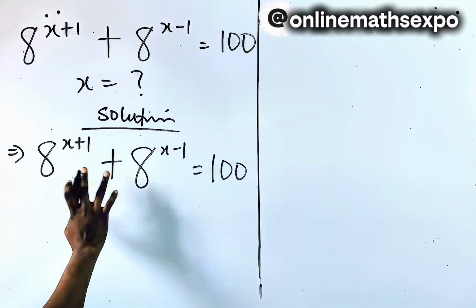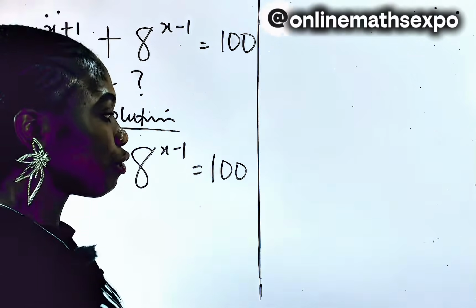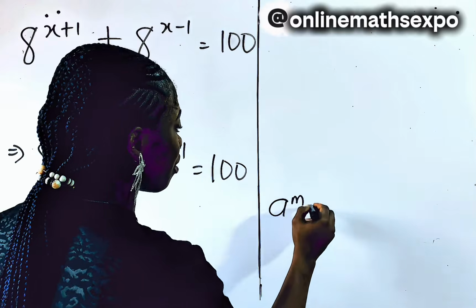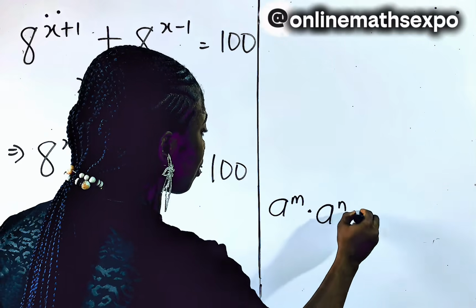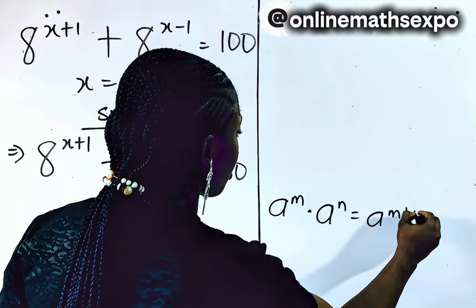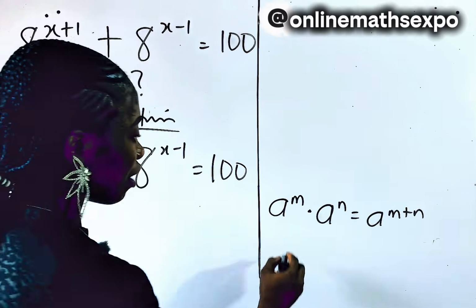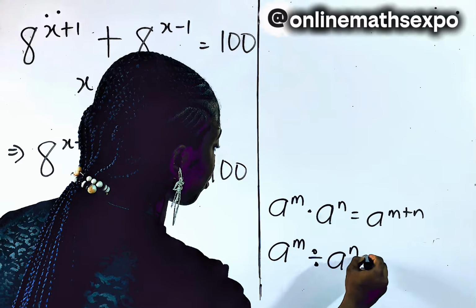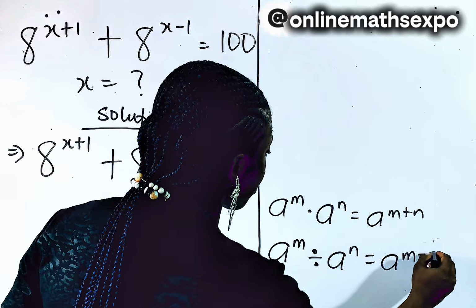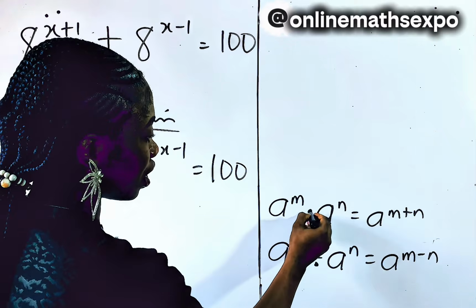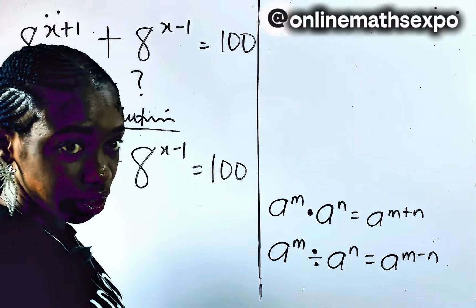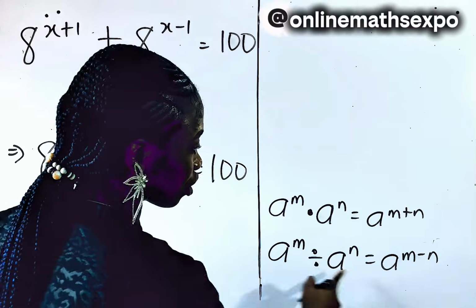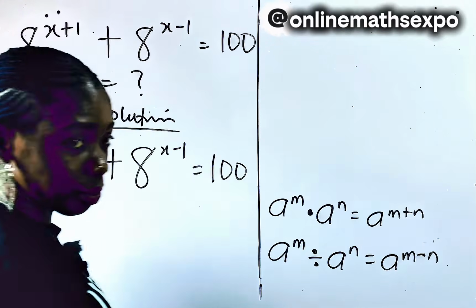Now, at this point, you just quickly need to remember that for every a to the power of m multiplied by a to the power of n, it is a to the power of m plus n. And for every a to the power of m divided by a to the power of n, it is a to the power of m minus n. Multiplication turns to addition of the powers, and division turns to subtraction of the powers.